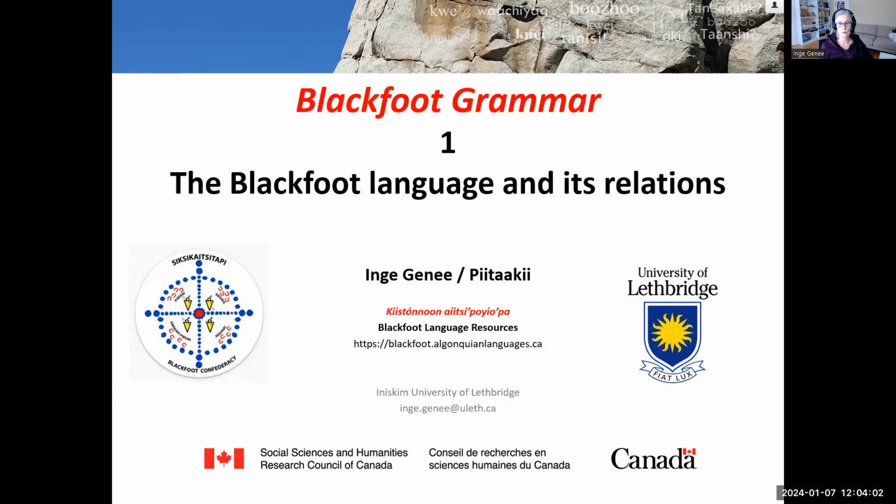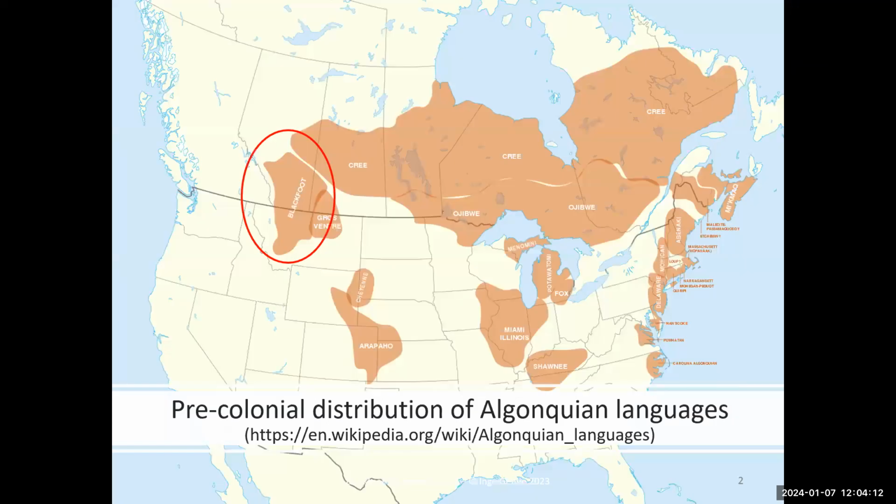In this video, we take a general look at the Blackfoot language and its relations. Before the colonizers from Europe came to North America, original indigenous languages were spoken all over the territory. The Blackfoot language was spoken in a large area in the Northwest, just east of the Rocky Mountains.